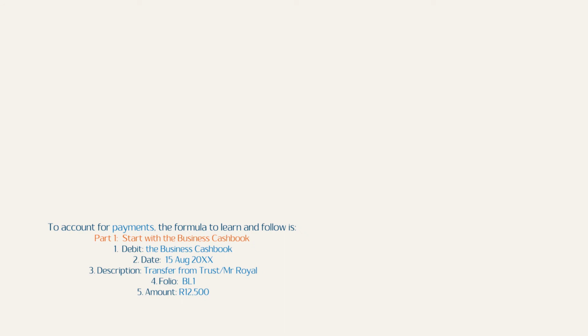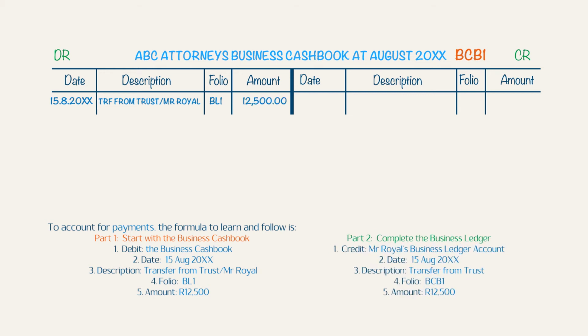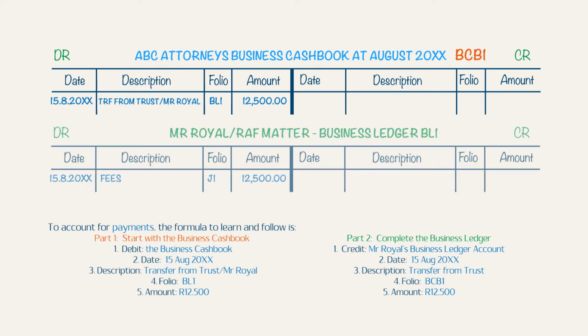To account for payments, the formula to learn and follow is: Part 1. Start with the business cashbook. 1. Debit, the business cashbook. 2. Date, 15 August 20XX. 3. Description, transfer from trust, Mr. Royal. 4. Folio, BL1, which stands for Business Ledger 1. 5. Amount, 12,500 Rand. Part 2. Complete the entry in the business ledger. 1. Credit, Mr. Royal's business ledger account. 2. Date, 15 August 20XX. 3. Description, transfer from trust. 4. Folio, BCB1, which stands for Business Cashbook 1. 5. Amount, 12,500 Rand.